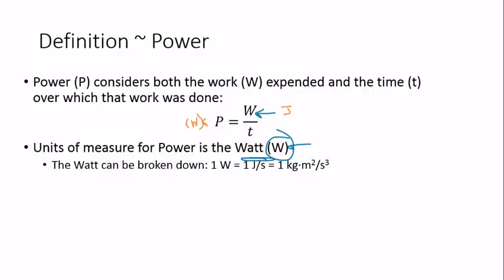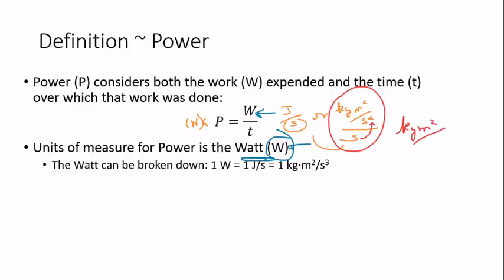So work is joules and time is seconds. So joules per second is a watt. And we can actually break down a joule and make it kilogram meters squared per second squared, and then bring in that second. Now if we simplify this, we can combine these seconds, so we get kilograms meters squared per seconds cubed. That's a cube right there. So, power.